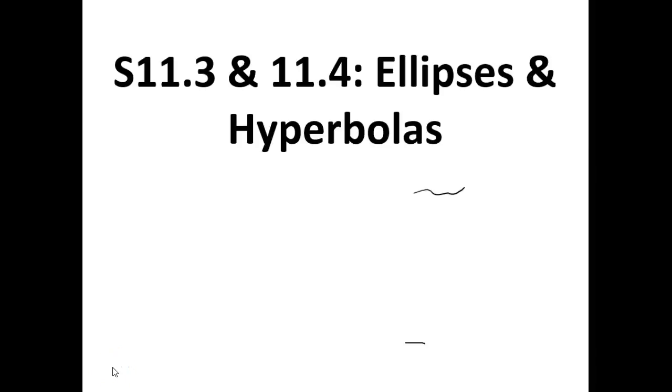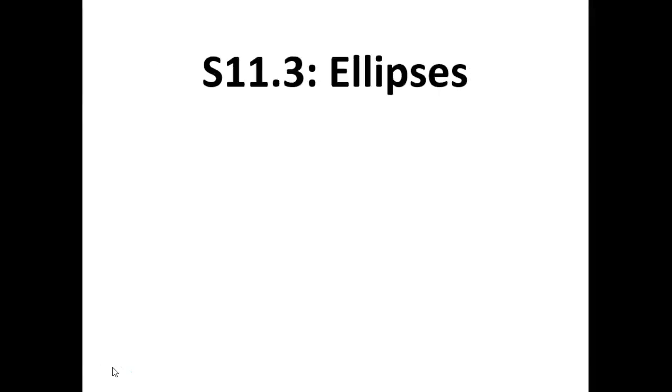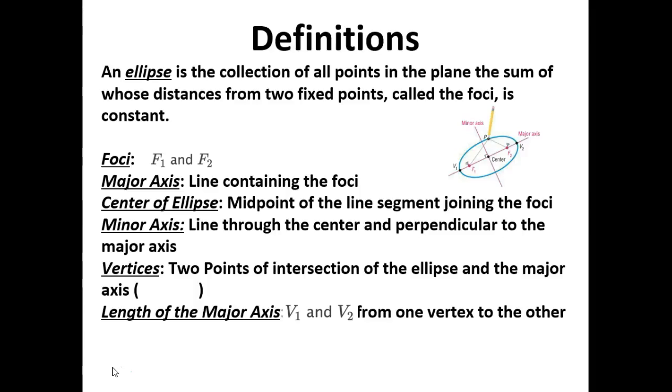Section 11.3 and 11.4, ellipses and hyperbolas. This section looks at what happens if we take the basis of the circle equation and change some of the stuff. And where that's most evident is with ellipses. So an ellipse is a collection of all points in the plane, the sum of whose distance from two fixed points called the foci is constant.